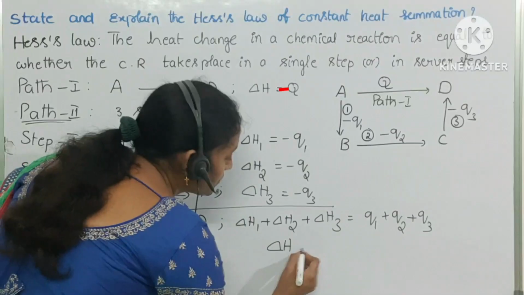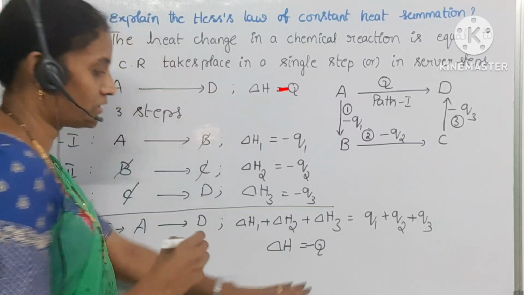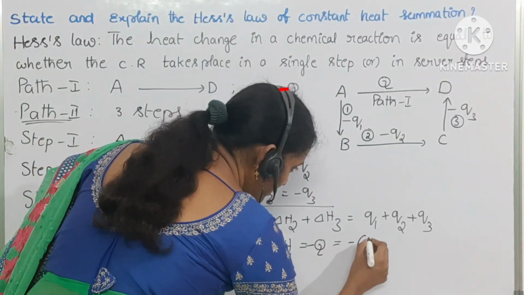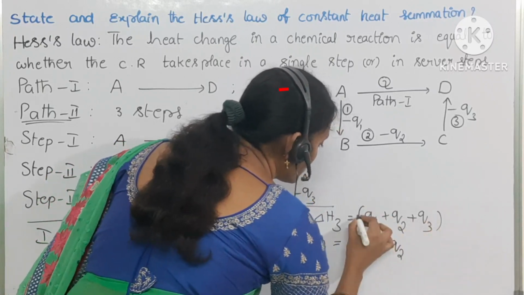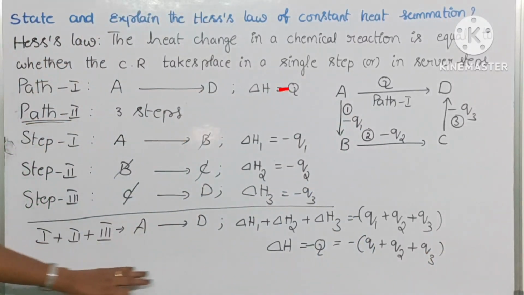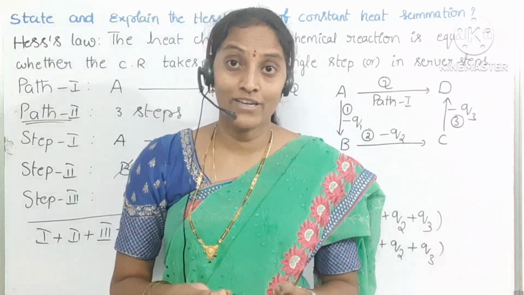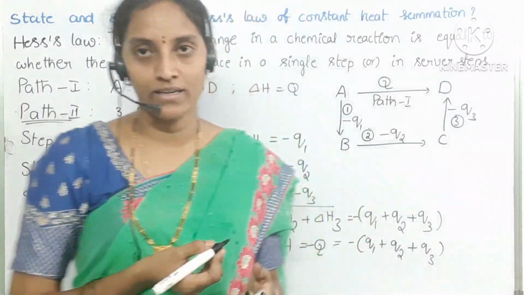So this delta H is equal to capital Q, that is equal to minus of Q1 plus Q2 plus Q3. This is the general representation for Hess law of constant heat summation. You just try to write this or take a screenshot. Then we will take one live example for better understanding.